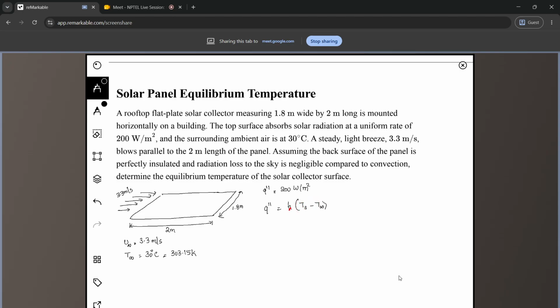How do I get the h value, which is again an average value? How do I get the average heat transfer coefficient? We'll have to use the Nusselt number. So I can write this convective heat flux as the average Nusselt number times the conductivity kappa times delta T by the length. In this case, flow is parallel to this 2 meter surface, so length is 2 meters.